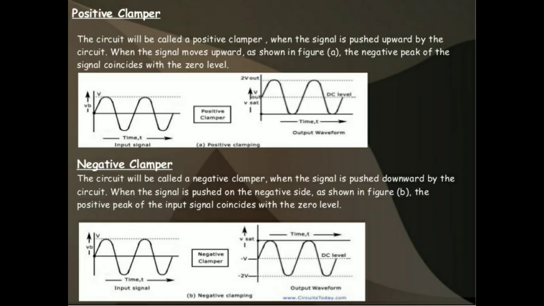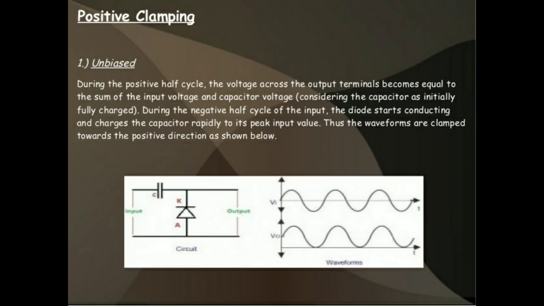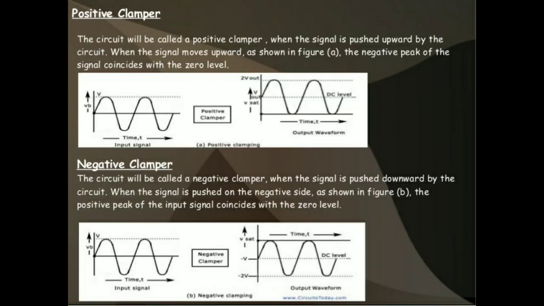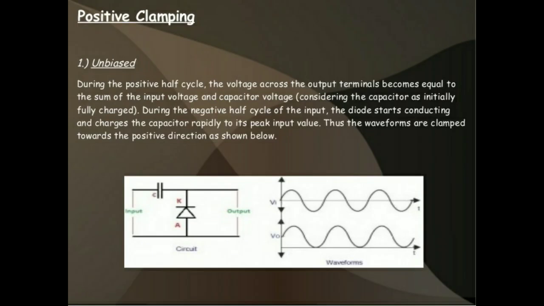So let us look at the operation of the positive clamper. Now we are constructing the circuit diagram. For that we take one capacitor, a diode and the input signal, which is a sinusoidal signal. The output appears only through the capacitor charging and discharging conditions.